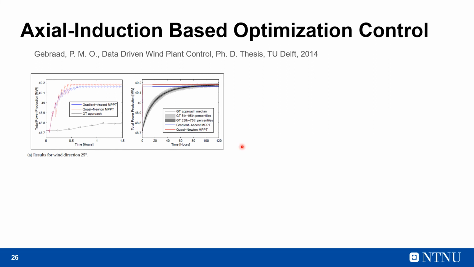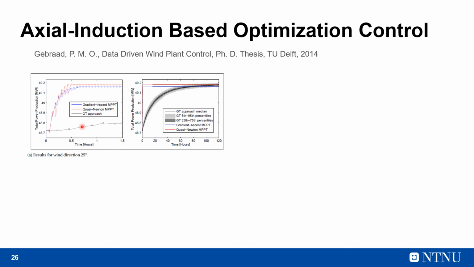Again, he presents results such that each has two parts. The first part is a short-term simulation of 1.5 hours, and the second part is a long-term simulation, an extension of the first simulation to 120 hours. He presents the results for two variants of the maximum power point tracking algorithm.